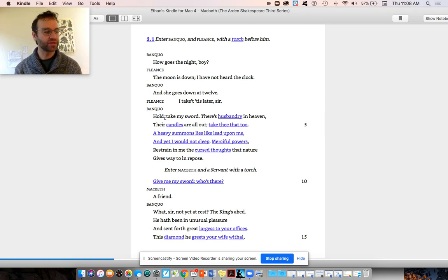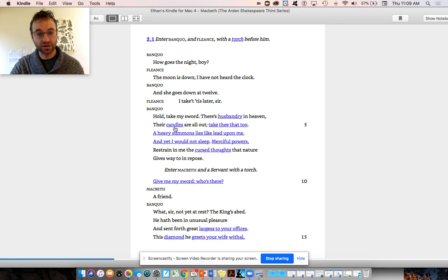Husbandry is the act of taking care of animals like livestock or cows or sheep. It's like managing your flock. And so it's kind of an interesting word. Husband means you take care of your family in the same way you might take care of your cows or your sheep, which is kind of messed up that we still use that word, but that's what husbandry is.